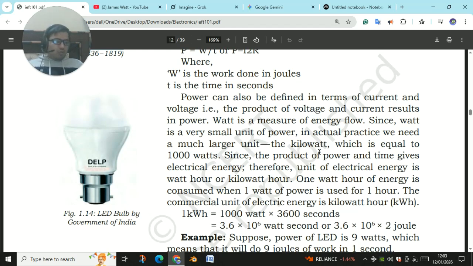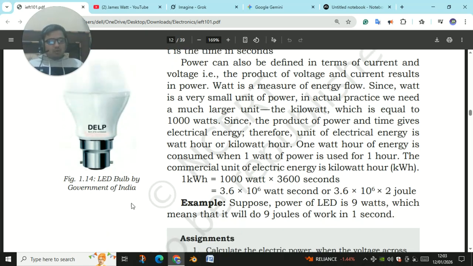Since the product of power and time gives electrical energy, therefore the unit of electrical energy is watt hour or kilowatt hour. 1 watt hour of energy is consumed when 1 watt of power is used for 1 hour. The commercial unit of electrical energy is kilowatt hour.